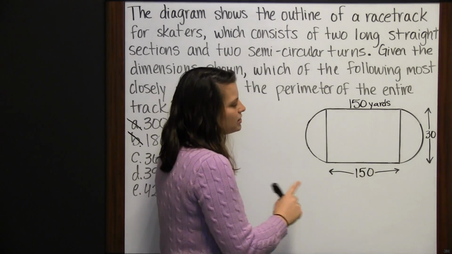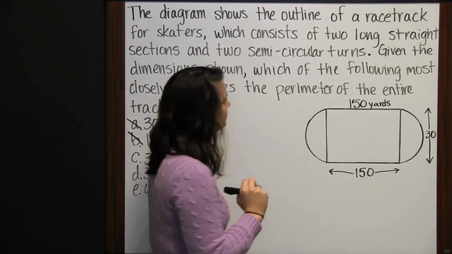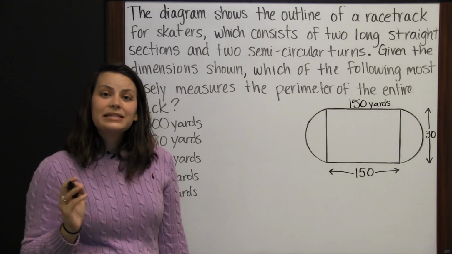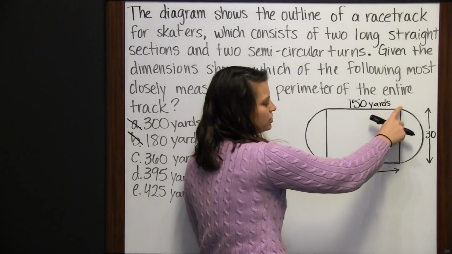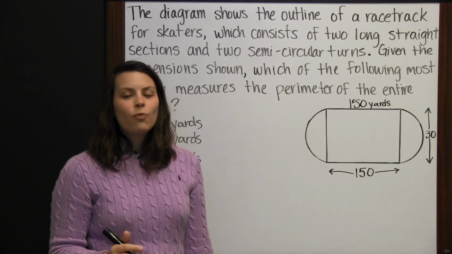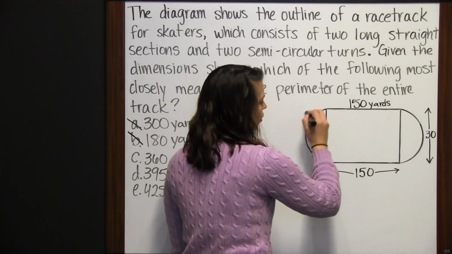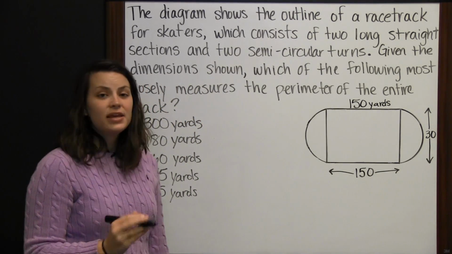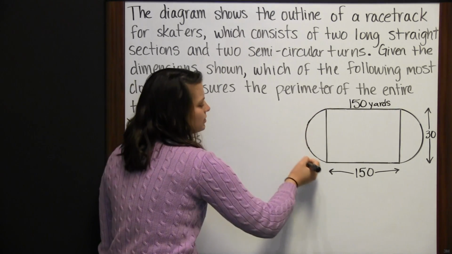So that means we need to figure out what this distance is here and here. They told us that these were semicircular turns. That means that semi means half of a circle. So if you take these 2 halves of a circle and you put them together, you get 1 whole circle. So really they're traveling the distance of 1 whole circle in addition to these straight sides here, which means we need to find the circumference of our circle to find the distance around the circle.